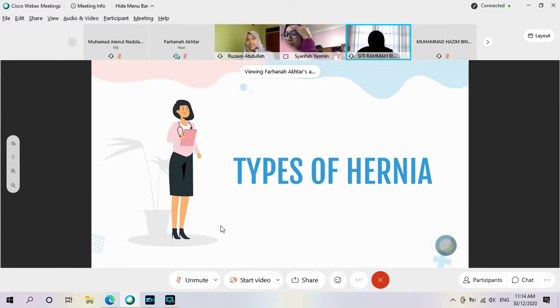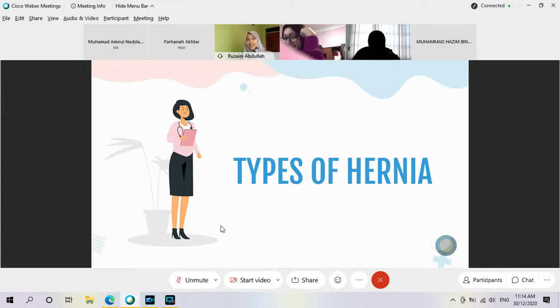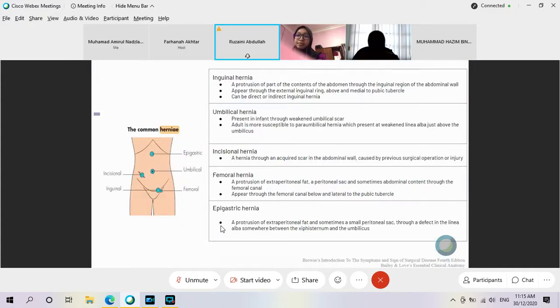Yes. So now everyone has encountered the definition, the risk factors, and the causes of hernia. So now I will proceed with the types of hernia. Okay, so next slide.